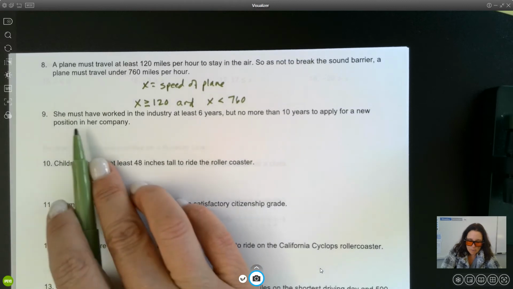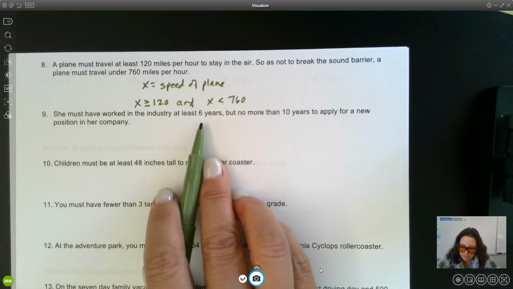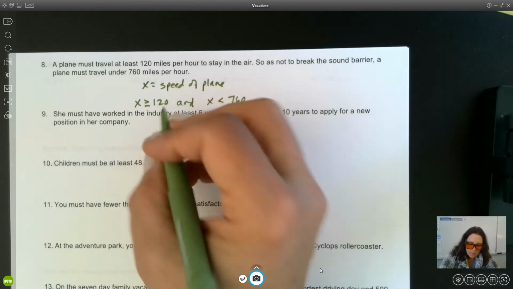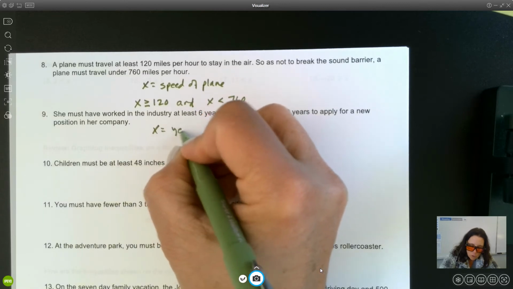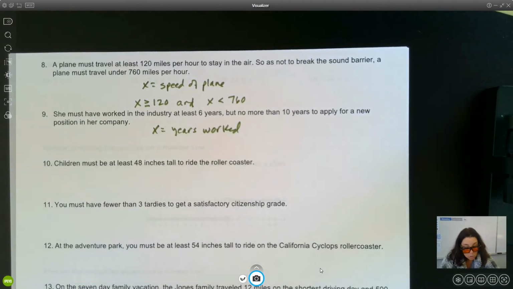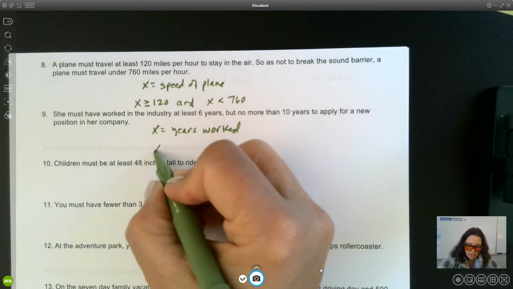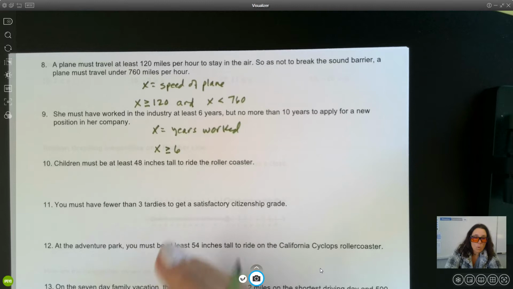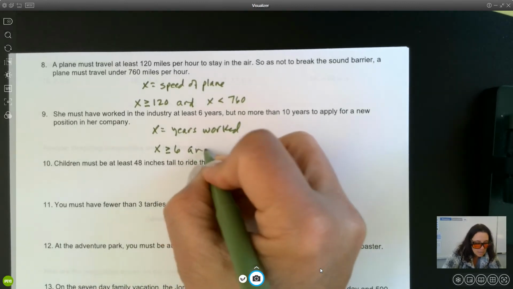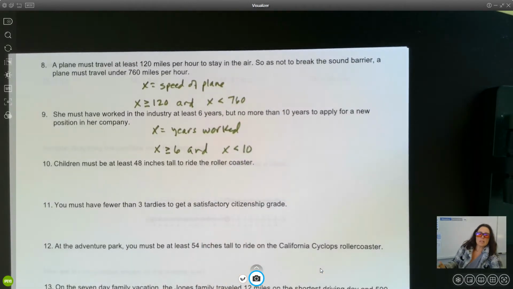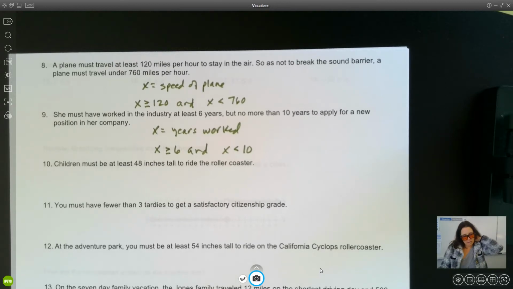Okay. She must have worked in the industry at least 6 years, but no more than 10 years to apply for a new position in her company. All right, so X equals years worked. Okay, there's two things going on here again. So X has to be at least 6, so more than or equal to 6, and, but no more than, so less than 10. Cannot be 10.